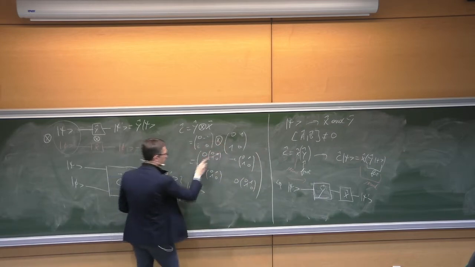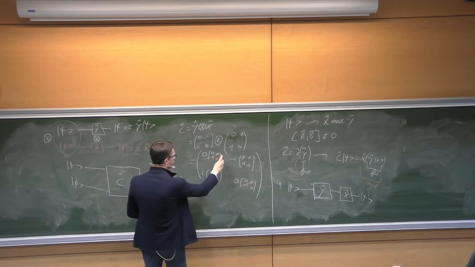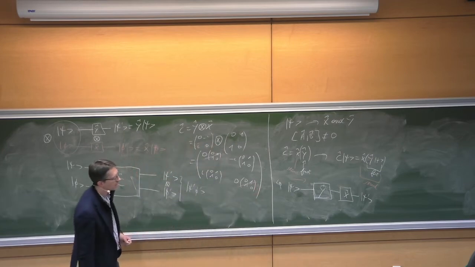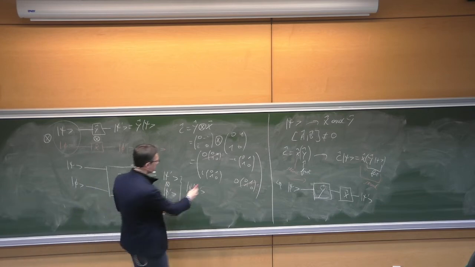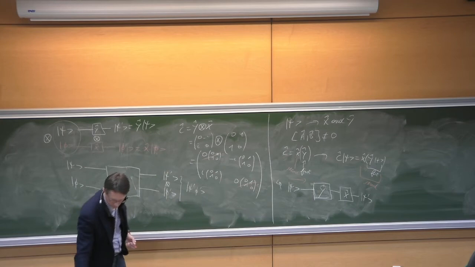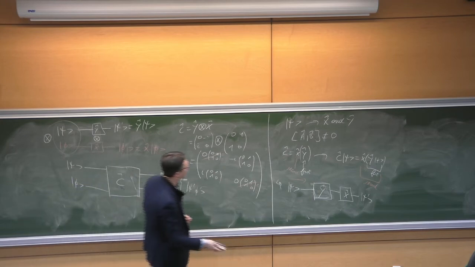So this gives me 0: I've got 4 terms, 0, 0, 0, 0. And then here I will also have 4 terms, and 4 terms there. That's what they're going to look like.